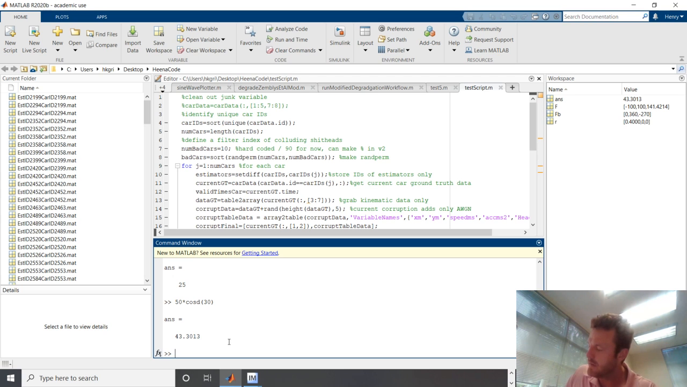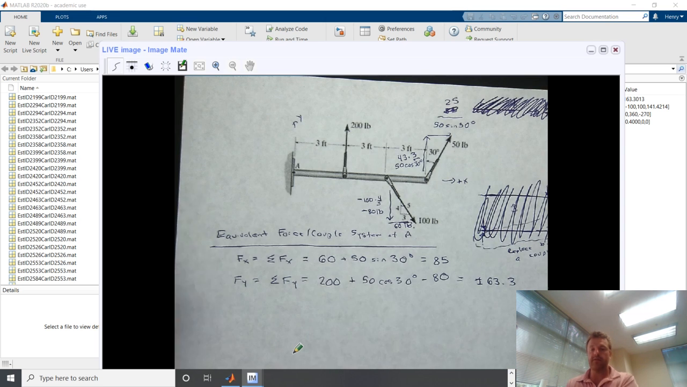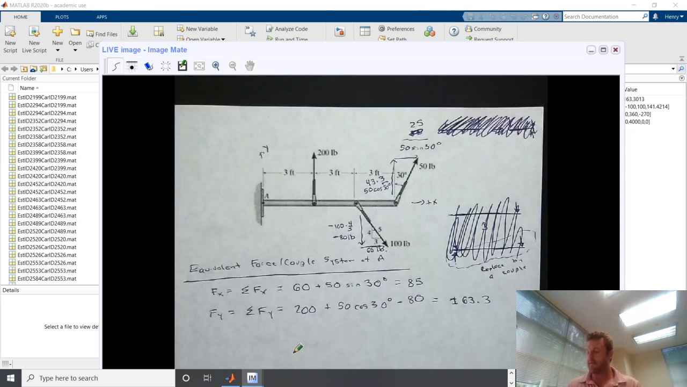So the equivalent x force is 85, and the equivalent y would be 200 plus 50 times cos 30. I know I just computed that, but I want to keep the full precision in my calculation. It would be 200 plus 43.3, which is 243.3 minus 80, so 163.3.